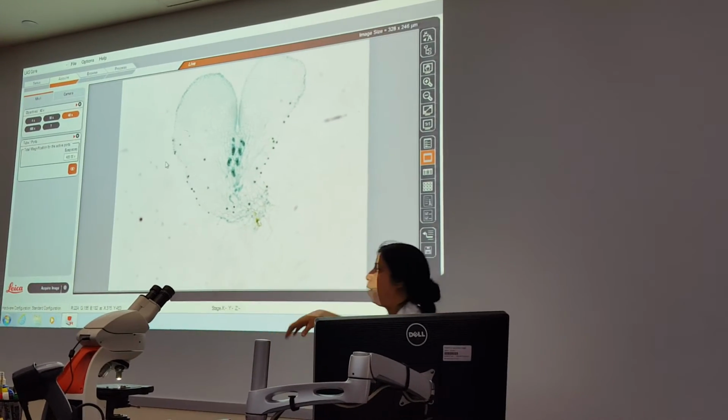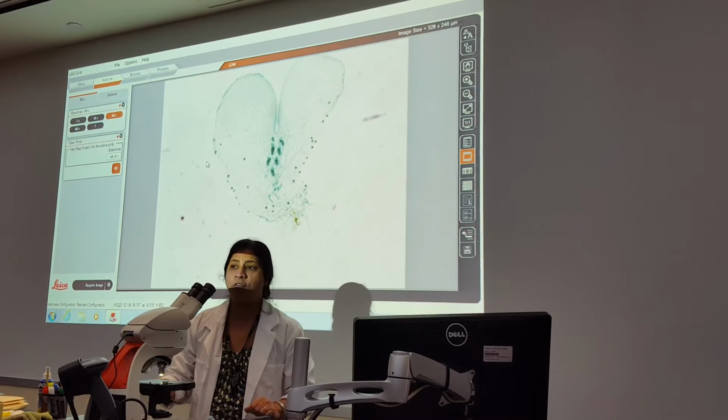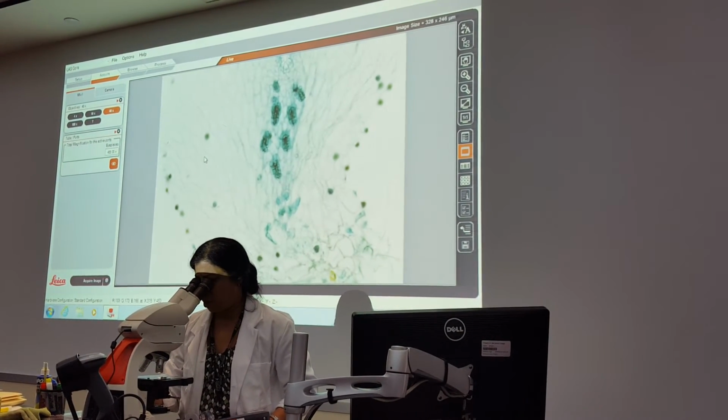There are two. Both gametangia are on here. Where would you find the antheridia? Close to the middle.